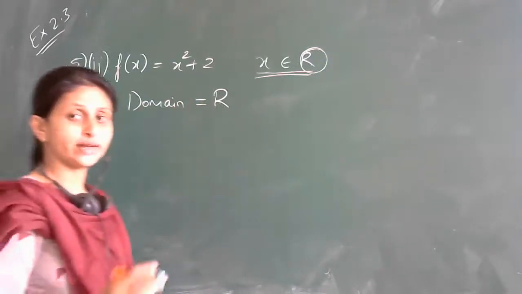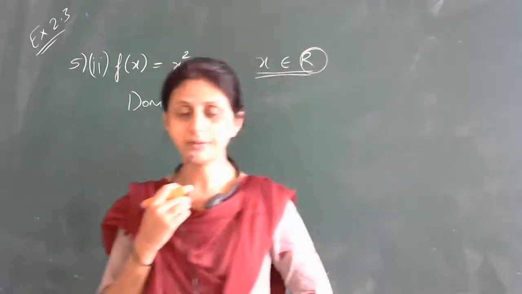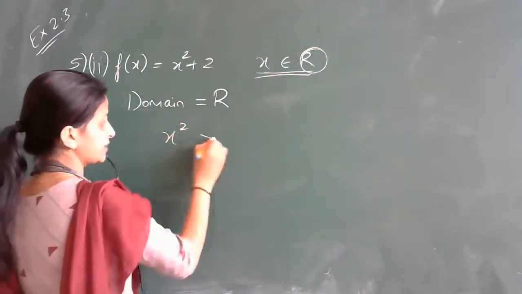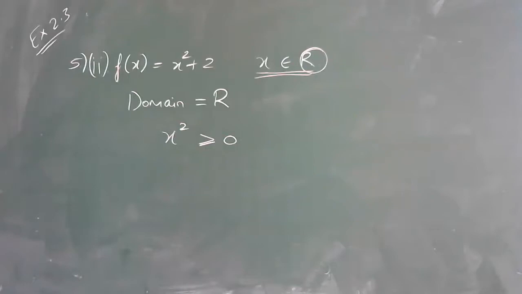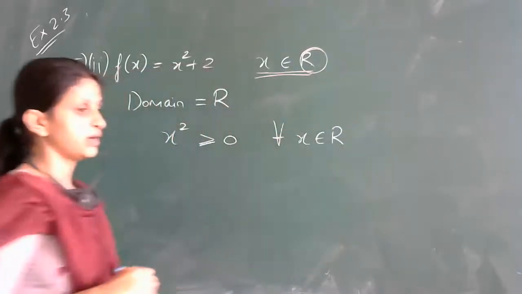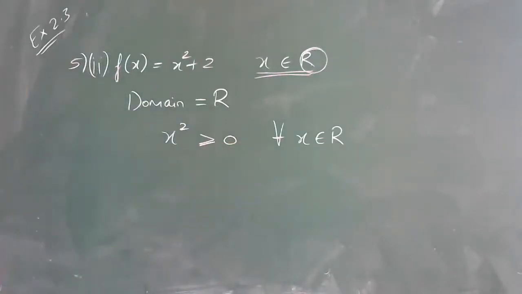Okay, now we need to find the range. So what is range? It is values of f of x, right? Now observe here, students. Can I say that x square is greater than or equal to 0? Can I make this statement? Is this statement true for every x belonging to real numbers? x square is greater than or equal to 0 for every real number x. Is that true?